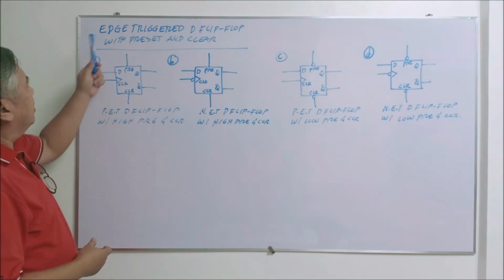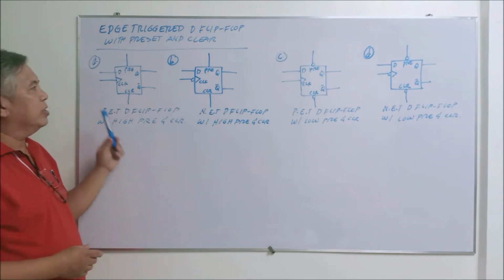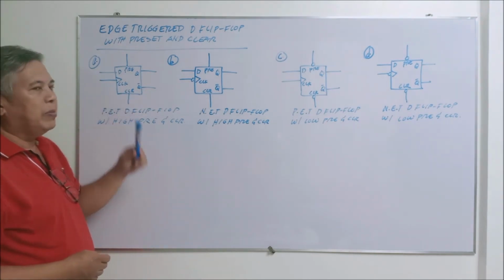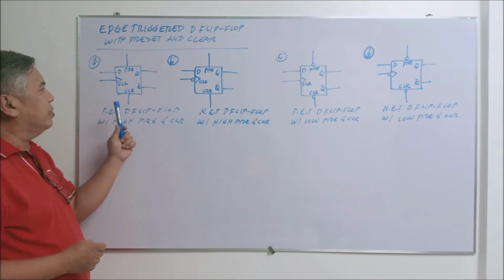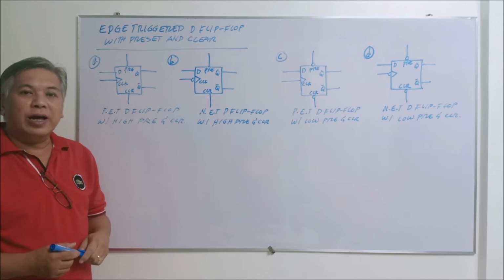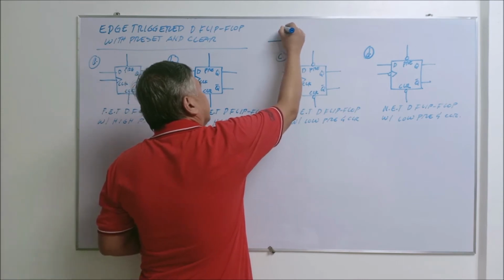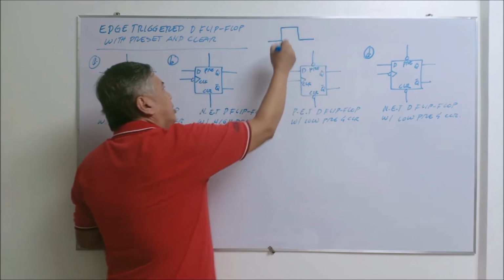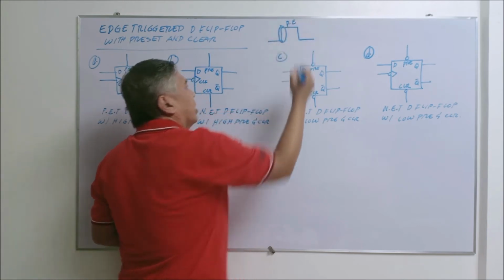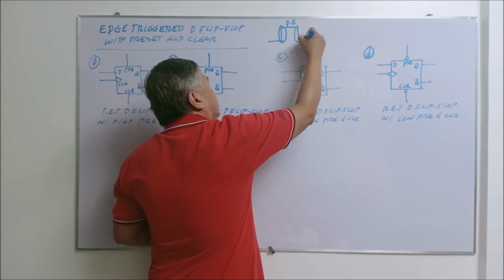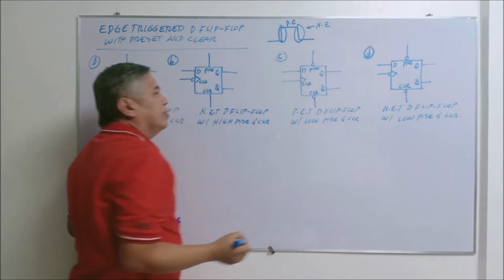We go now to edge-triggered D flip-flop with preset and clear. So let me clarify the word edge-triggered. This means that your flip-flops here will be triggered by either the positive or the negative edge of the clock. So, if this is your clock pulse, for example, this part here is what we call the positive edge of the clock. And this one here is what we call the negative edge of the clock.